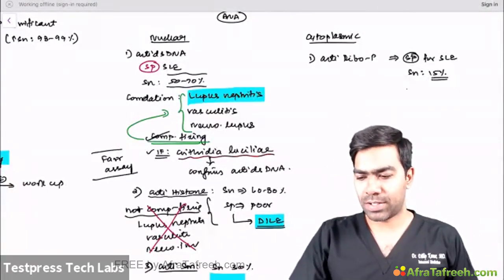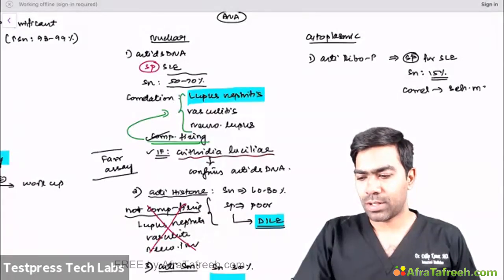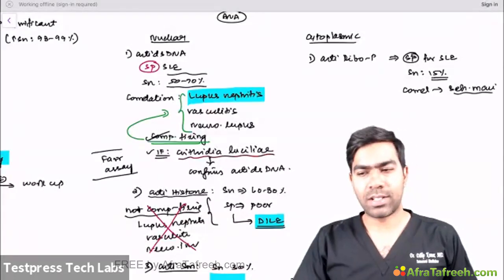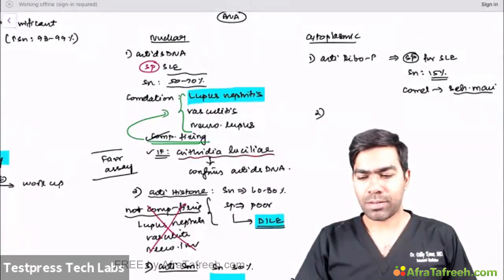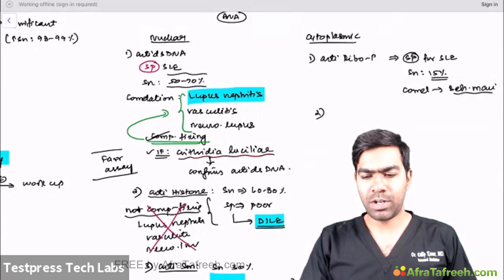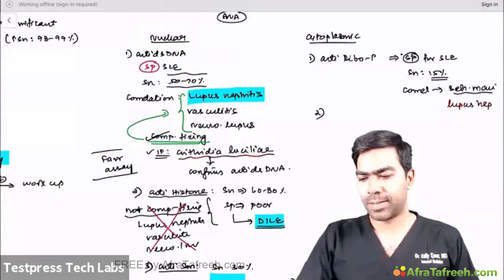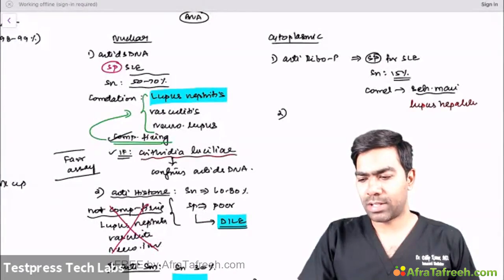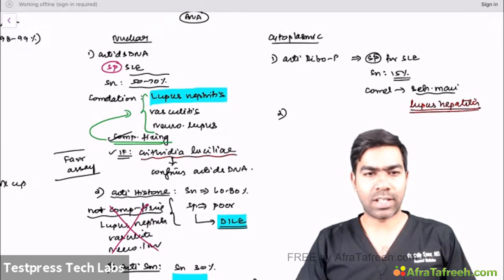Yes, behavioral manifestations. So it has a good correlation with behavioral manifestations in systemic lupus erythematosus. That's anti-ribosomal protein antibody. And what many people don't know is it vaguely correlates with something called lupus hepatitis. SLE can rarely cause hepatitis. It can correlate with lupus hepatitis as well. That is the second one.